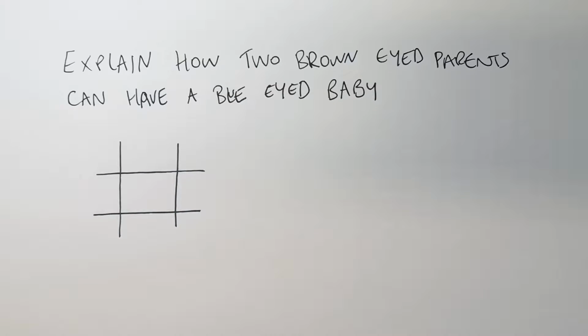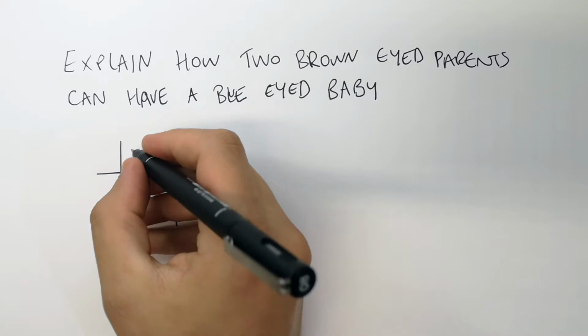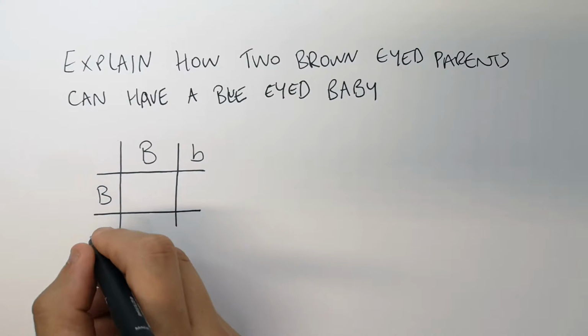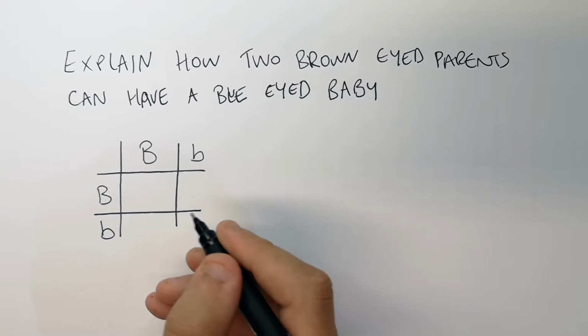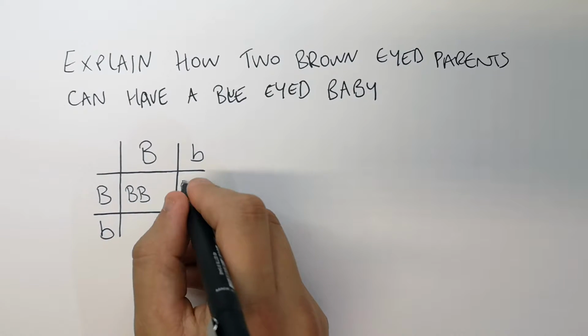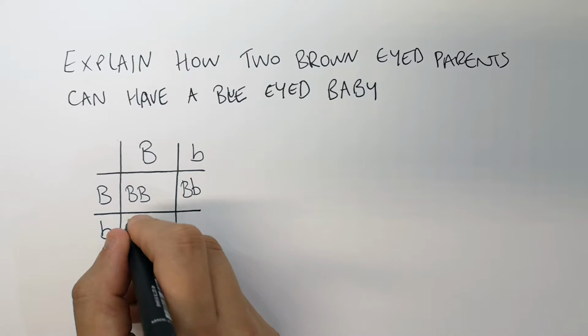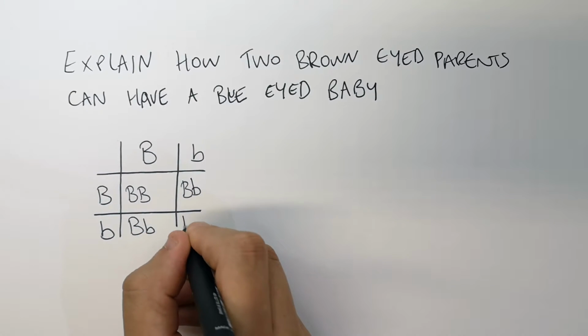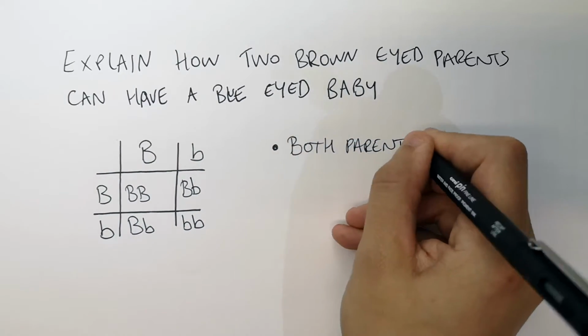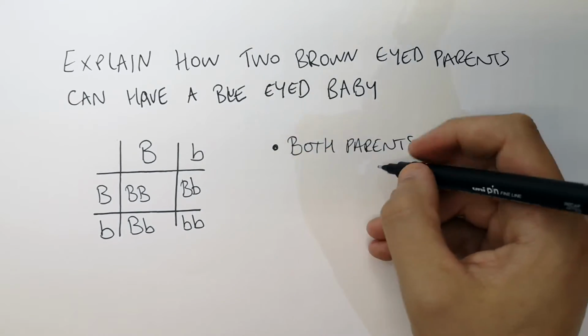So the exam question was to explain how two brown-eyed parents can have a blue-eyed baby, using the Punnett Square to show. So it's all about heterozygous parents that are both carrying the blue gene. So you start off with big B, little b, and big B, little b. Both parents are heterozygous. Then you do the cross. Big B, big B, big B, little b, big B, little b. Still got brown-eyed children. And here is the blue-eyed baby, little b, little b. So these are the answers. Both parents are big B, little b.